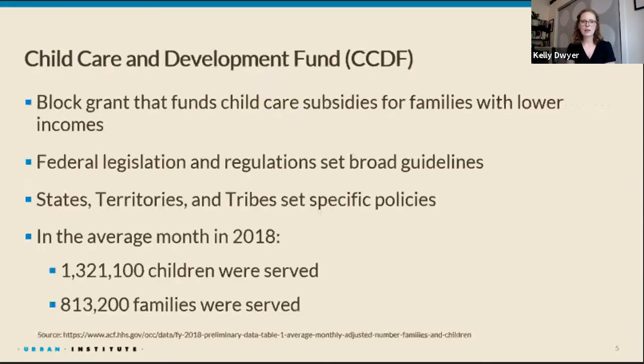I want to give you a little bit of background on the Child Care and Development Fund, which is the federal block grant program that provides funds to states to help them subsidize childcare for families with lower incomes. While the program is governed by federal legislation and regulations that set broad guidelines, states and territories really have the flexibility to set policies as they see best fitting the needs of the families in their state. And in the average month of 2018, about 1.3 million children and 800,000 families were served.